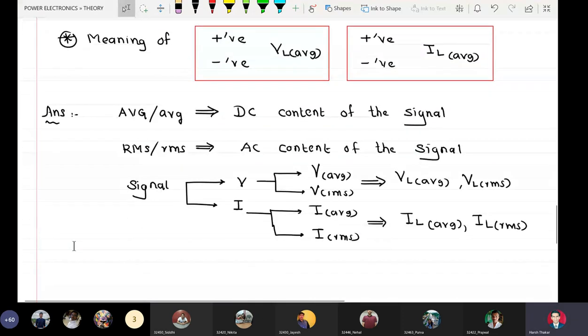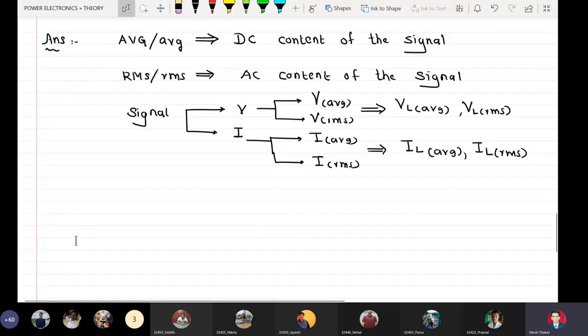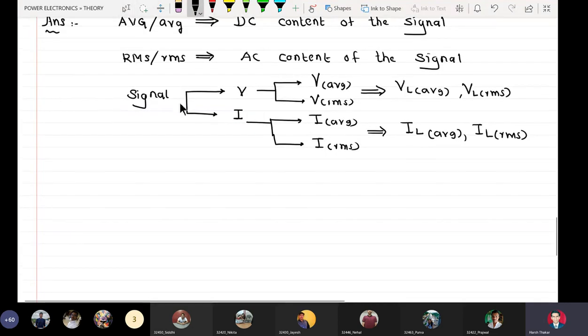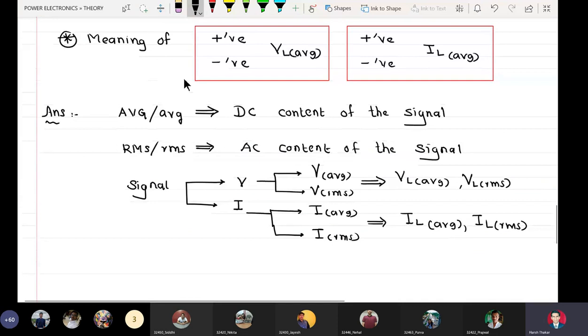So now as far as converters are concerned, understanding what is meant by positive and negative VL is very important. Okay, so let us first remove some of the misconceptions which some of you may have. So this is the first important point we have to understand.